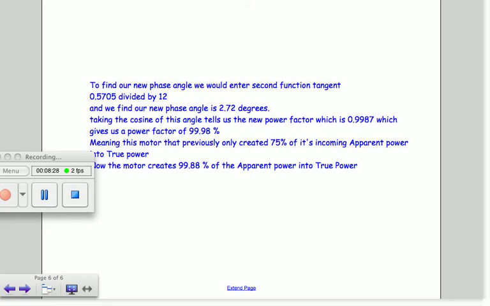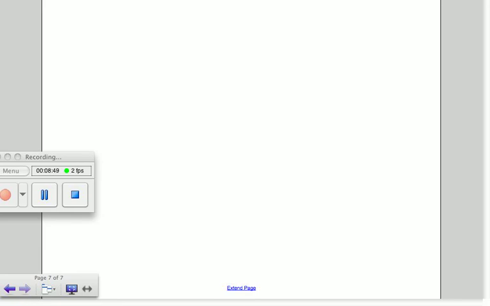That's a great phase angle. Taking the cosine of that angle tells us that our new power factor is 0.9987. And that means that 99.87% is going to be turned into real cranking force. Our new efficiency is almost 100%. Which is vastly better. All right, I think that's it for today.